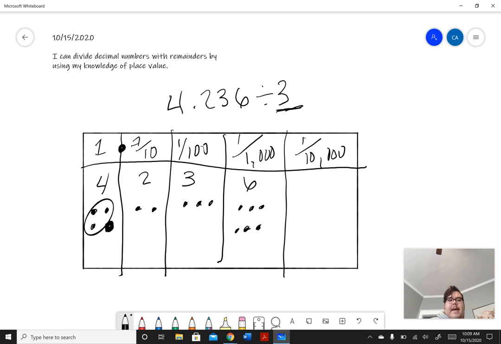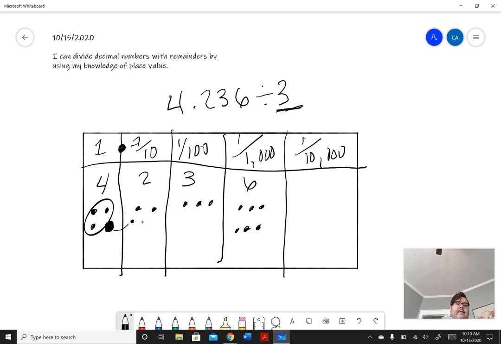All right, hope you're back, and I hope you had some good conversations. What do we know about this disc? We know that it's in the ones place. We have 1 one left over, and we can't divide it into a group of 3 yet. What we know is that if we move it over, it's the same thing as 10 tenths. If we have 10 of something, we can definitely find groups of 3. So let's move it over to our tenths.